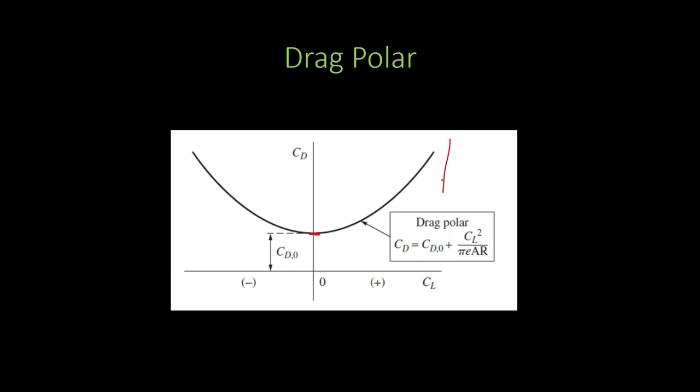However, in books you will also find cases where drag polar is represented like this. This is because they have represented CD on x-axis and CL on y-axis. It hardly matters on which axis you are taking which coordinate, CD or CL.